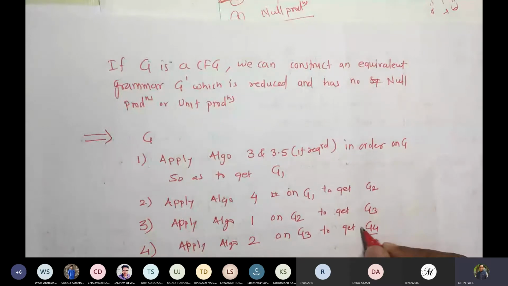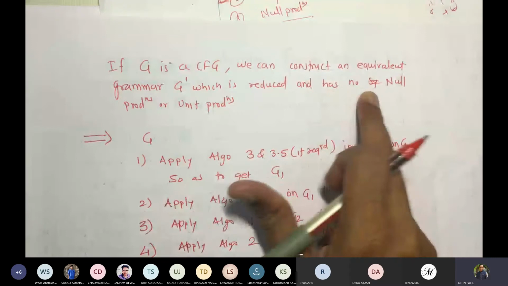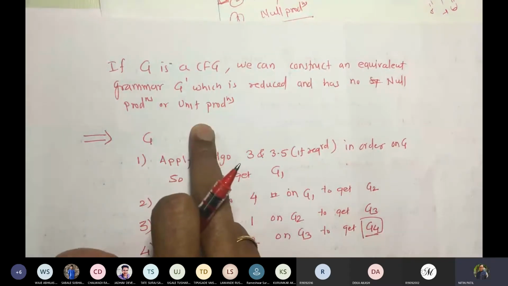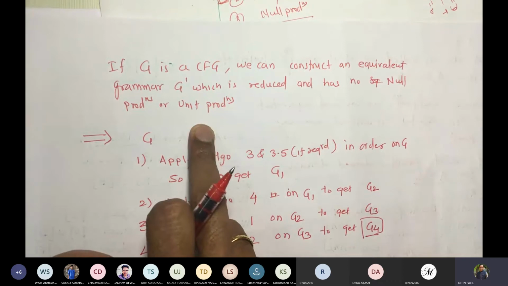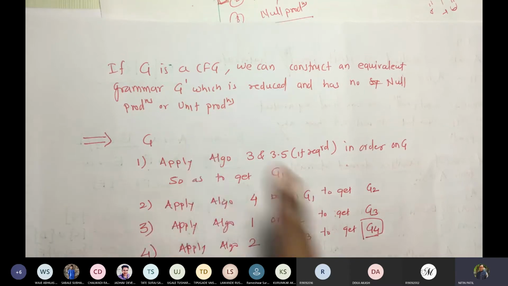Now this G4 will not have either of them, which will be reduced as well as no null productions or unit productions. Right? So we will take one example to achieve this goal, so that you will understand what exactly I want you to know. Okay, so let me see some problem for you.